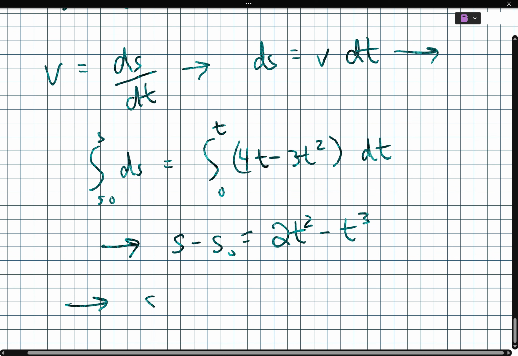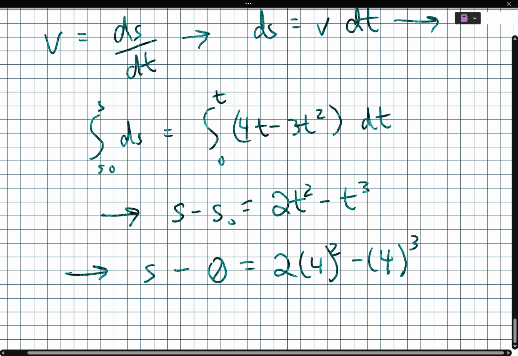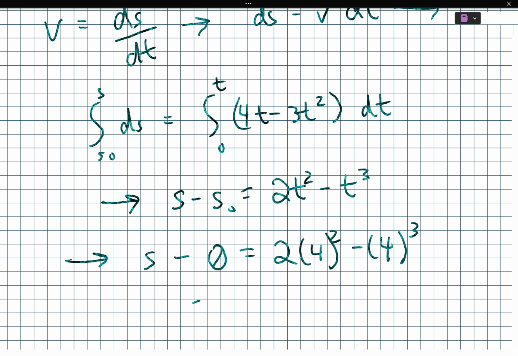So s minus s0, where s0 is 0, is equal to 2t squared minus t cubed. Remember, t is equal to 4 seconds. So 2 times 4 squared minus 4 cubed gets us s is equal to negative 32 meters, or in the direction going to the left.